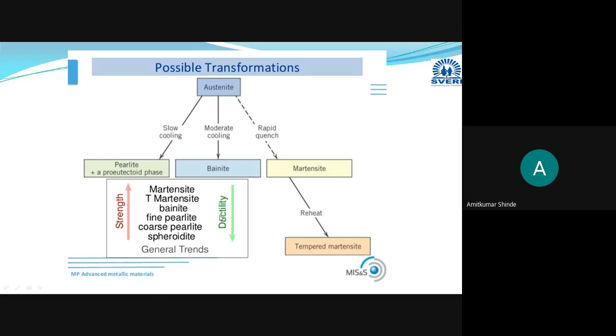Are you getting this point? Whenever you want to improve properties according to your need, you just have to change the structure or phases. Now in annealing and normalizing, we want to increase the ductility.